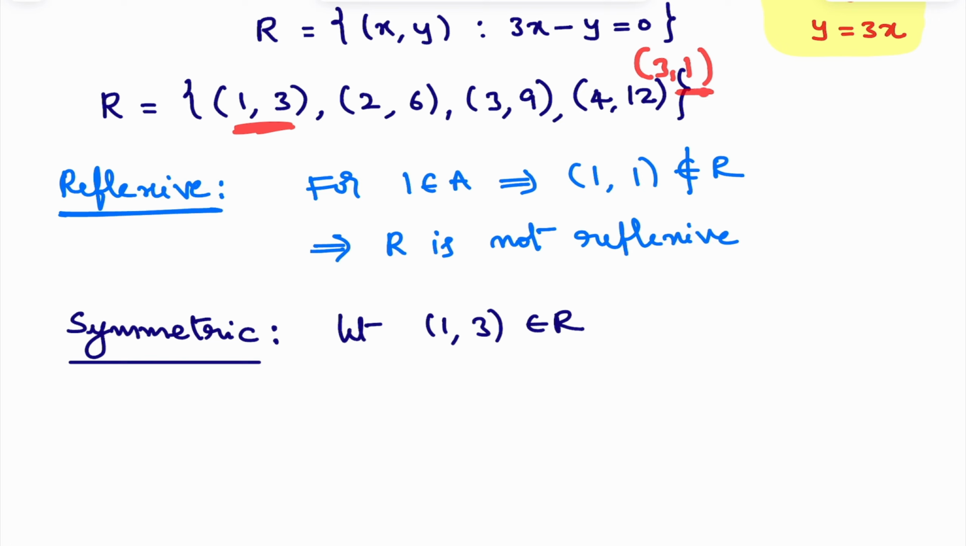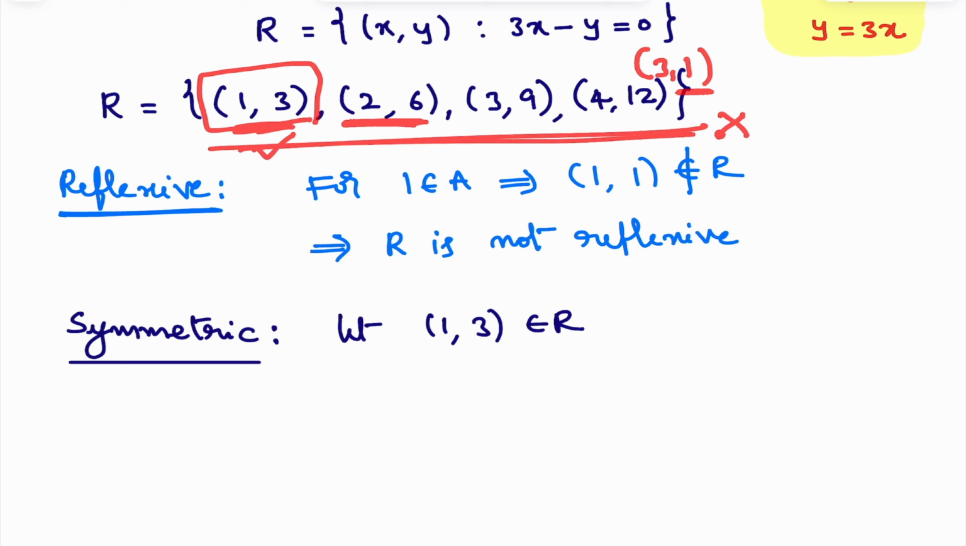From that, can I say it is symmetric? No. You need to check for every ordered pair. In that case, we say that this element passed the symmetric test. Now we'll come to (2, 6). For (2, 6), is (6, 2) there in this relation? No. So we say it is not symmetric.